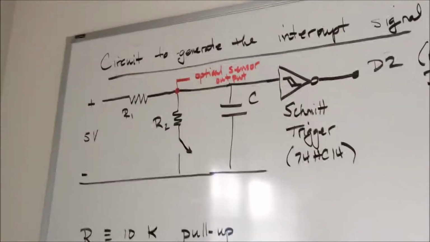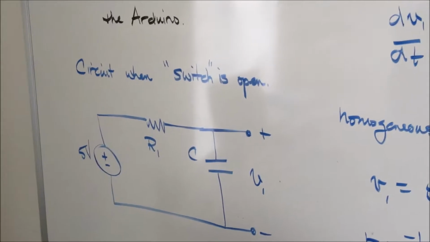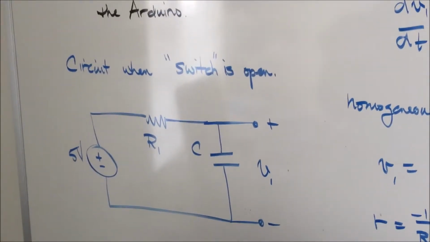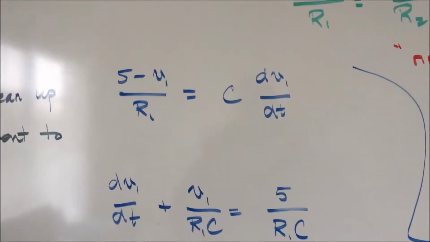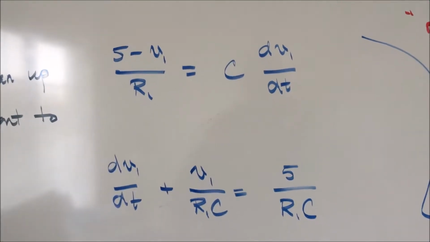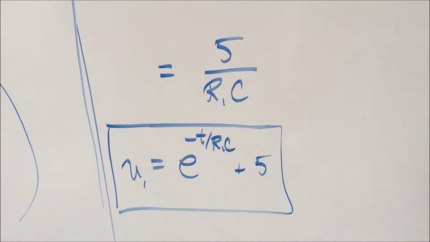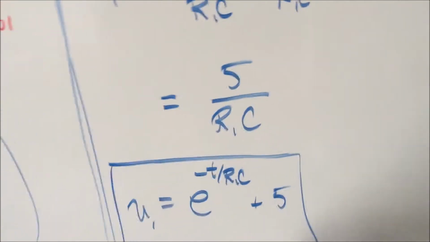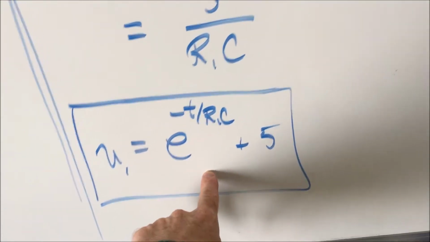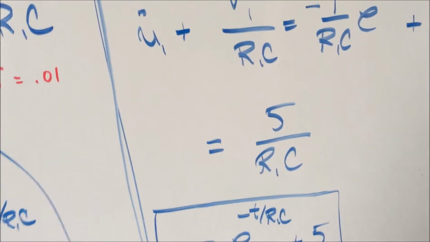So for this circuit, when this switch is open, R2 is out of the circuit, and we end up with this being our circuit for the case when the switch is open. And if we use Kirchhoff's current law, we can write the differential equation in this fashion. And when we solve this, we get our voltage is equal to this value right here. So we see that our time constant is R1C.